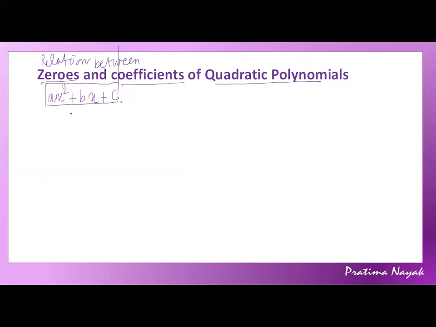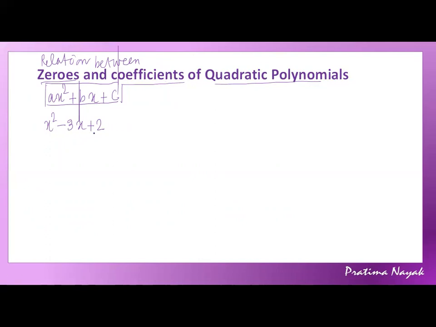Now we'll find what is the relation between zeros and the coefficients. Same example, or I am taking another example now. See, I am taking x square minus 3x plus 2. I'll find the zeros and I'll establish a relation between zeros and this a, b, c coefficients of the quadratic polynomial.